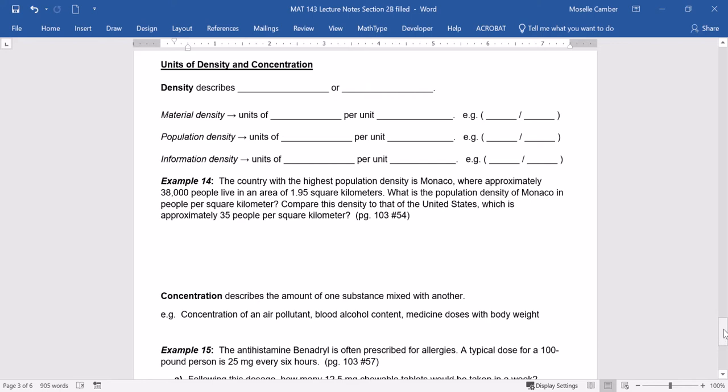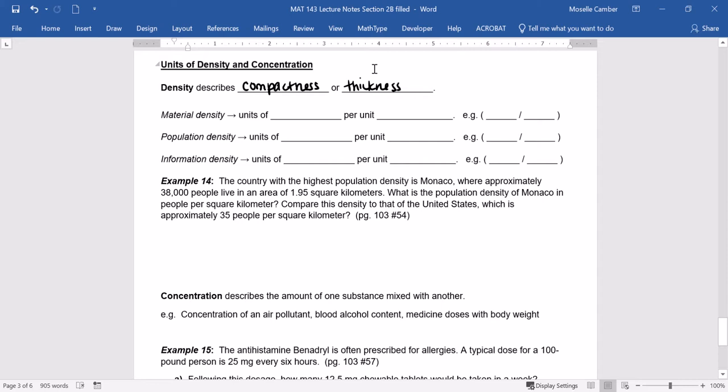Okay, so other things we use units for: density and concentration. Density is going to be the compactness or thickness of something. So how dense it is, how thick it is. So think like a bowling ball versus a basketball, where they have almost the same size, but the bowling ball is a lot more dense because there's a lot more material in that volume than there is in a basketball.